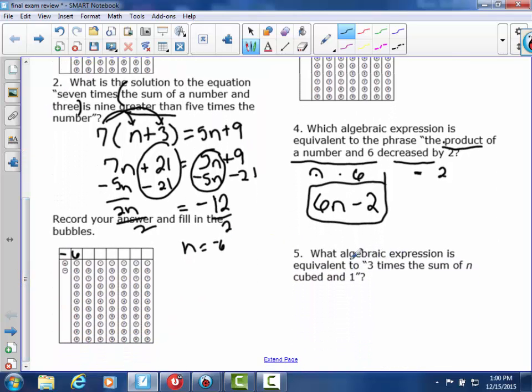What algebraic expression is equivalent to 3 times the sum of n cubed and 1? So 3 times the sum, again we go with the parentheses. We read through the sum of n cubed and 1, so our n is there. So that's going to be 3 times the sum, we're adding numbers together, n cubed and 1. That's it. Alrighty, next.